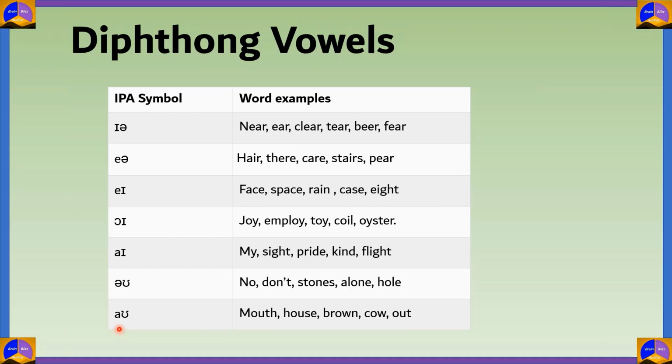The final diphthong vowel is ow, the ow that you say when you get hit by something. The words that use this sound ow are mouth, house, brown, cow, out, etc. So short, long, and diphthong vowels are the three types of vowels.